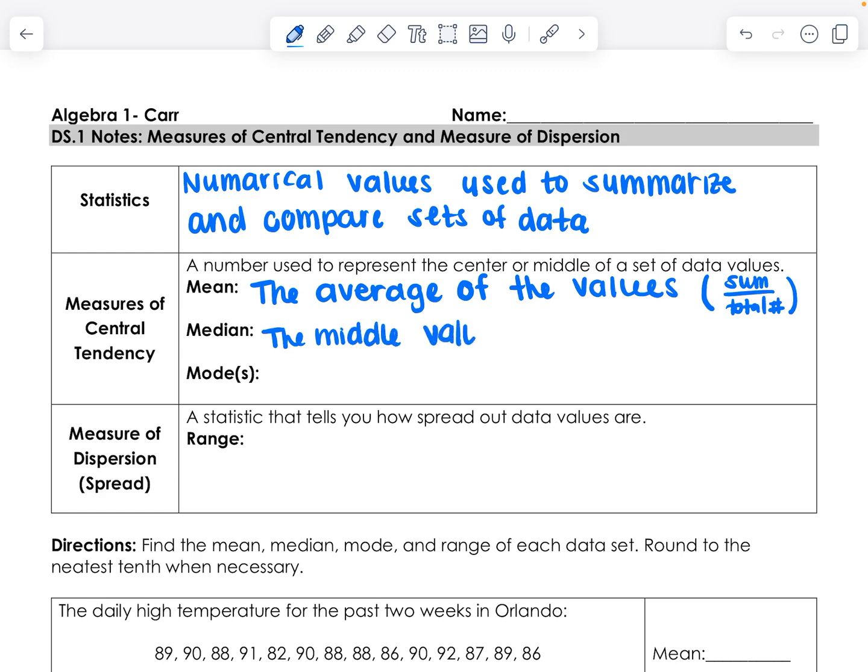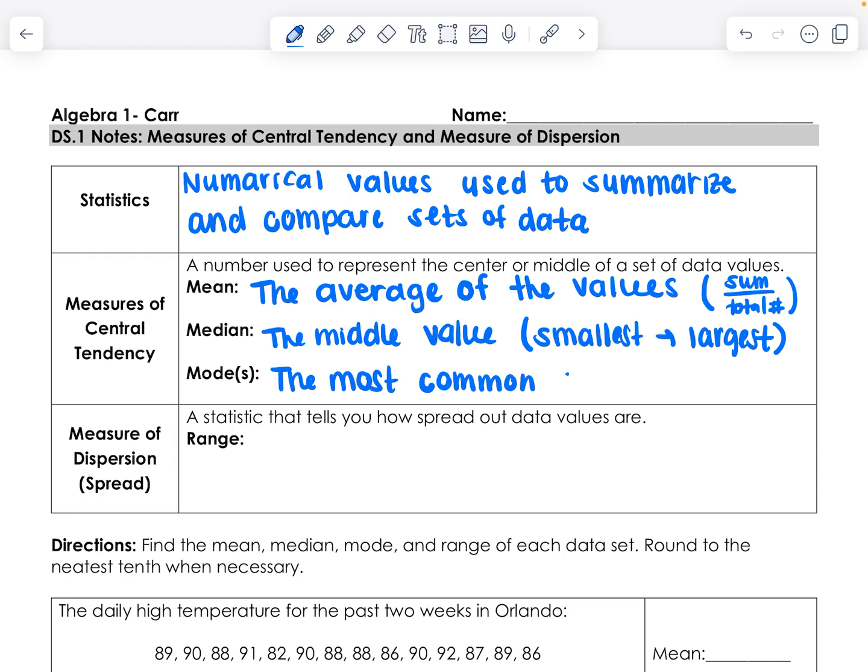But in order to find the median correctly, our numbers need to be in order from smallest to largest. And the last one is mode, or modes. You can have more than one mode, and that is the most common value. Or values, because you could have more than one mode.